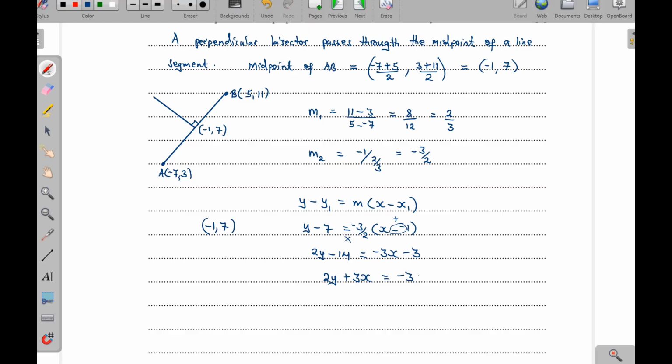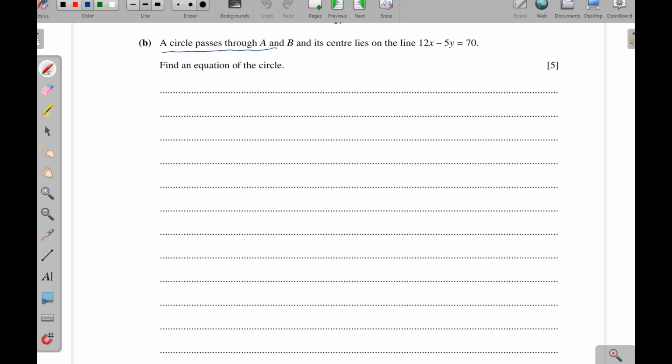So you have minus 3, then plus the 14. Now, don't you think that we are having what we are looking for? 3x here, then plus the 2y, then this one will be equal to 11. As simple as that. Part B: a circle passes through A and B and its center lies on this line here. Find the equation of the circle.